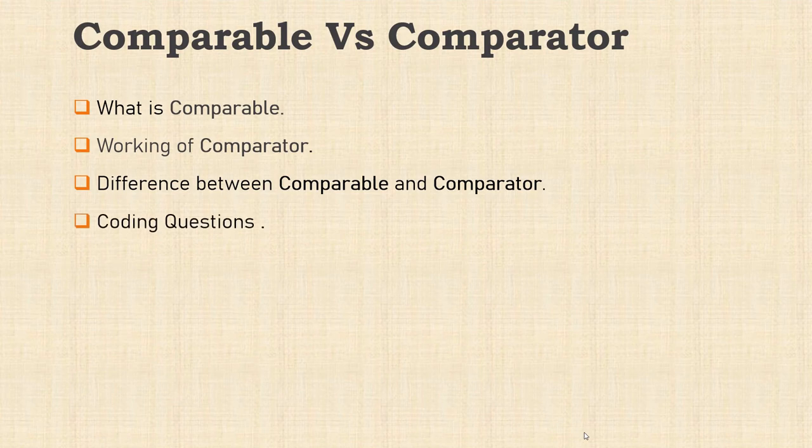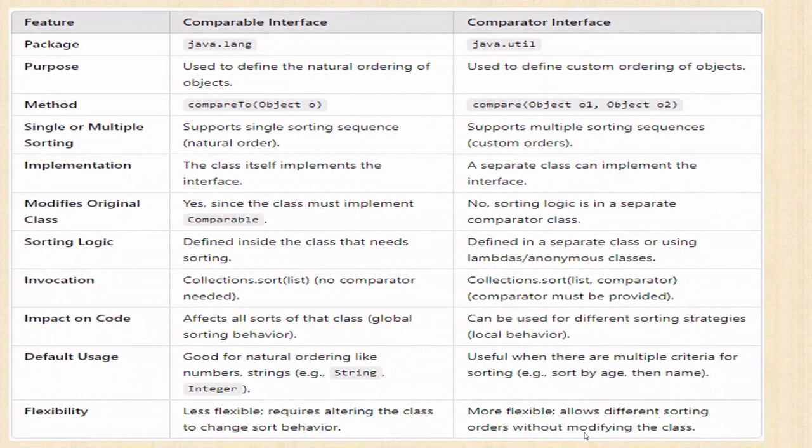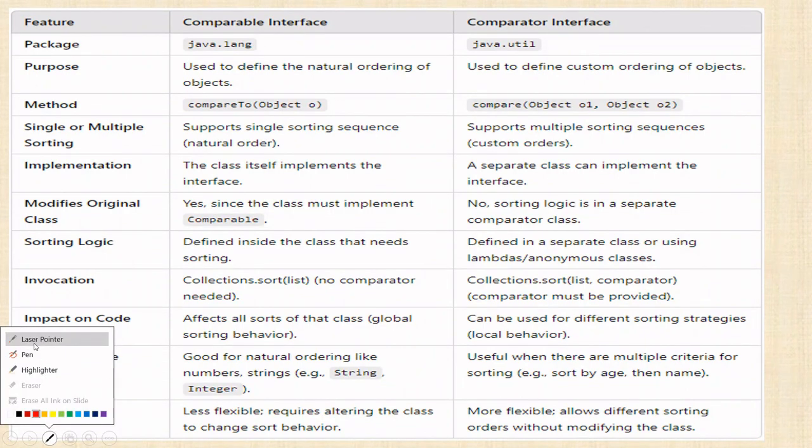It might take 25 to 30 minutes to understand each and every point, so please be calm and try to understand each and every point from basic to advanced. So let's get started. This is our difference between Comparable and Comparator. Firstly we'll understand, and then it will be easy to code. Okay, so the Comparable interface. Firstly we'll see the purpose.